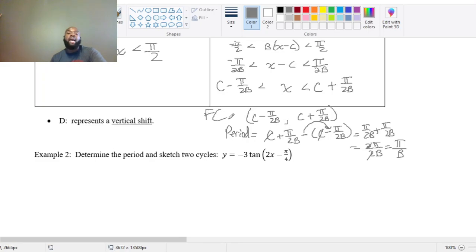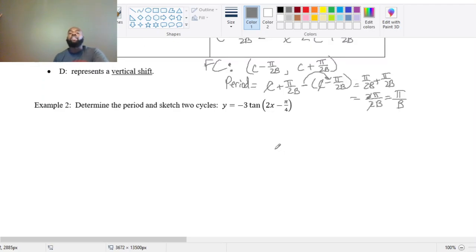My fundamental cycle is from c minus pi over 2b to c plus pi over 2b. And so what we're going to do is look at this example here and graph this trig function. I know it says to find the period, but I'm going to find the period, the fundamental cycle, the phase shift, all that stuff, right? I have to rewrite it in the form b times x minus c.